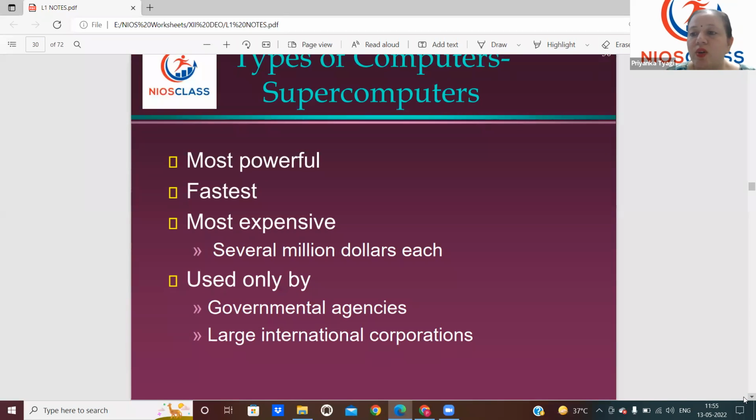Government agencies or large international companies, suppose Google. If Google is going to use a computer system for their Google server stations, then normal kinds of mini computers and microcomputers are not going to be used. At that location, always supercomputers are going to be used.